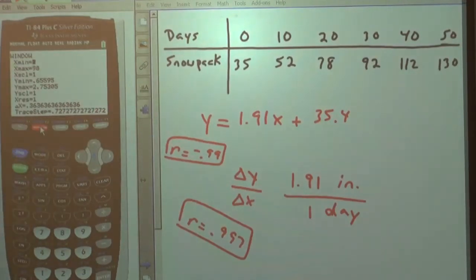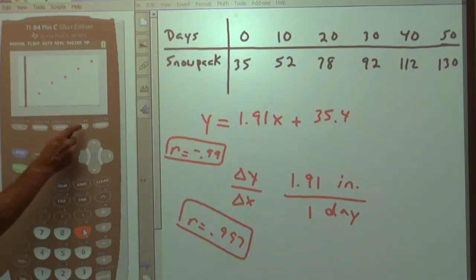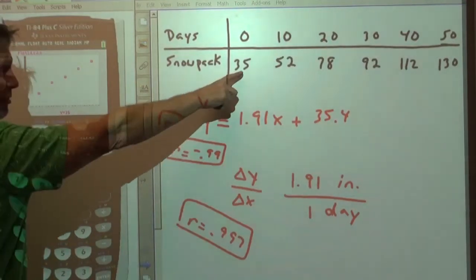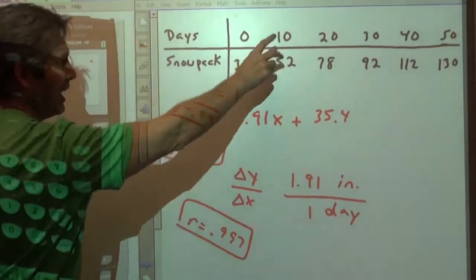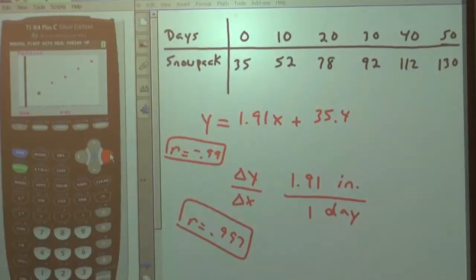We don't even have to set the window. When we're doing a line of best fit, these calculators are awesome. We're going to the zoom button right here. If we do zoom and then we choose option 9, which is stat, the calculator will zoom in on the stat plot that we entered. So we go zoom 9, and there you go. It gives us our points. If we hit trace, it'll tell us, hey look, this is the point 0, 35. That was our first piece of data. Hit the right arrow, that's 10 and 52. After 10 days we had 52 inches of snowpack.